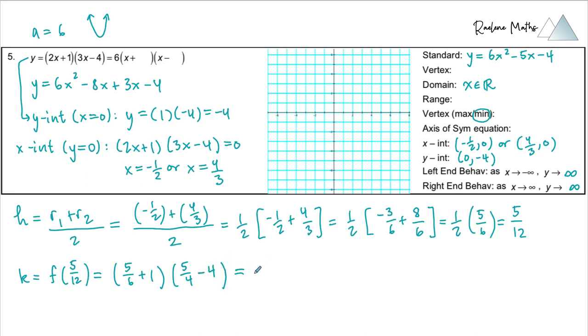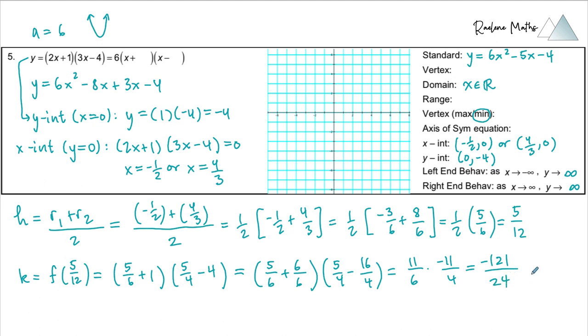And then getting a common denominator between those two brackets, I'm going to get 11/6 and then 5/4 minus 16/4. We get 11 over 6 multiplied by negative 11 over 4, which is negative 121 over 24. And so we have a vertex located at 5/12, comma, negative 121 over 24.